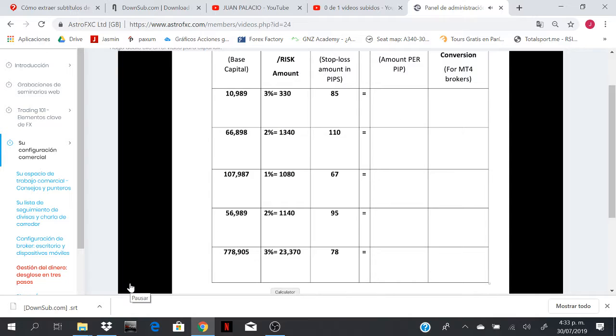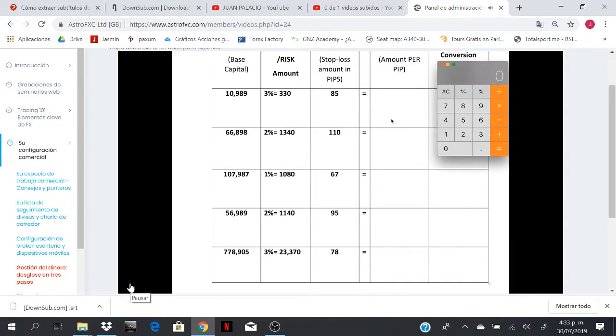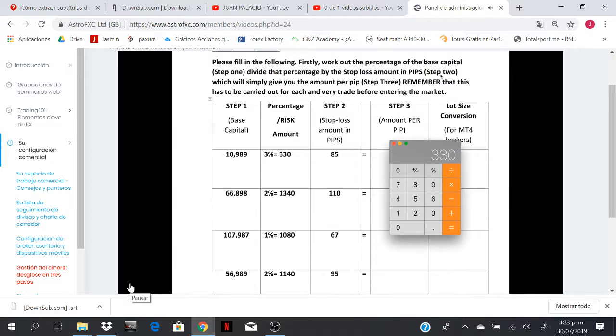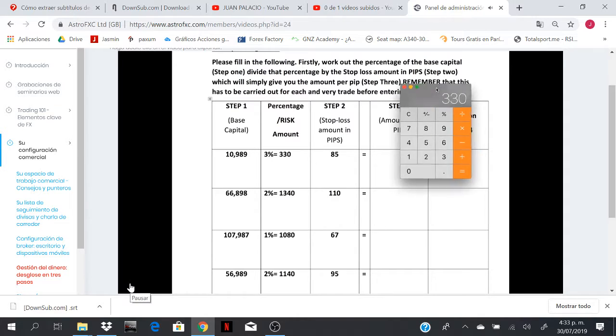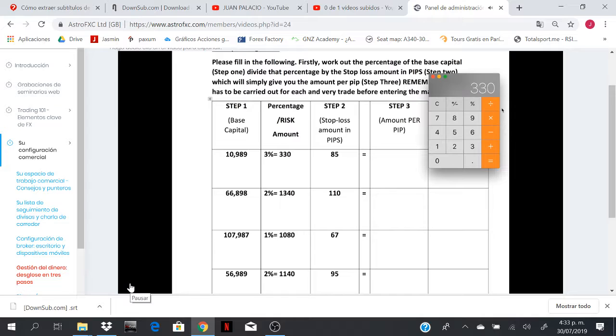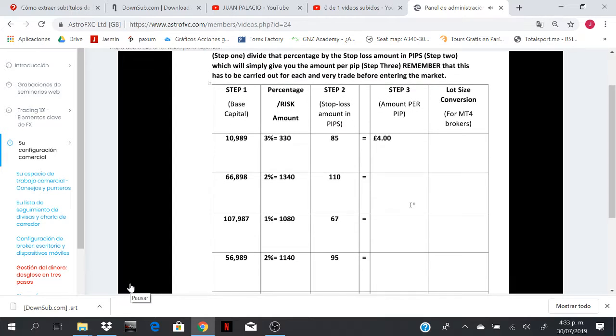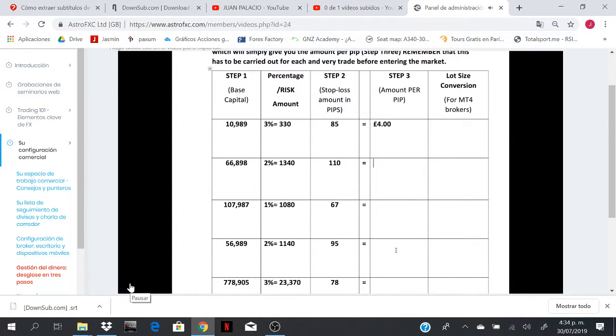Anyway, okay, let's start up here. Time's moving on this video. So what we then do, we got our risk amount going forward. So 330, because remember, you get step 1, which is this, divided by step 2 equals step 3. Simple as that. So 330 divided by 85 equals £3.88. And what can we do? We can just round it up. £4 a pip.